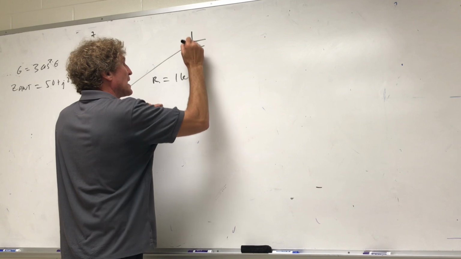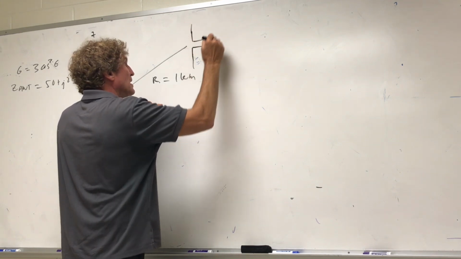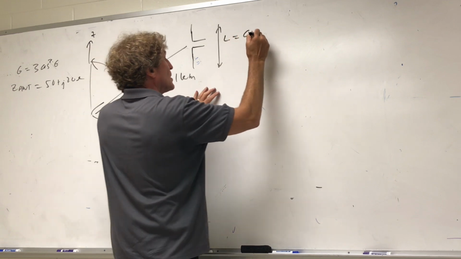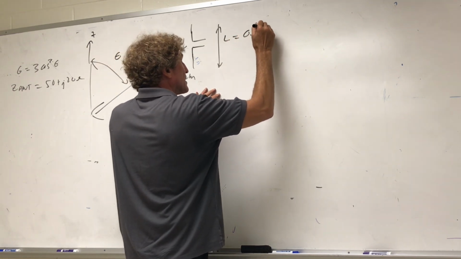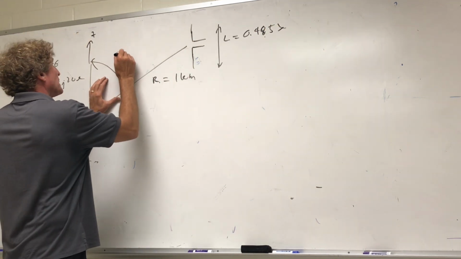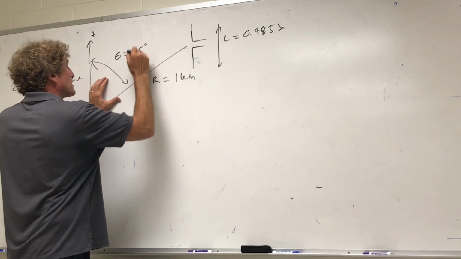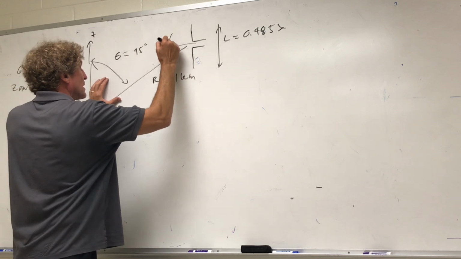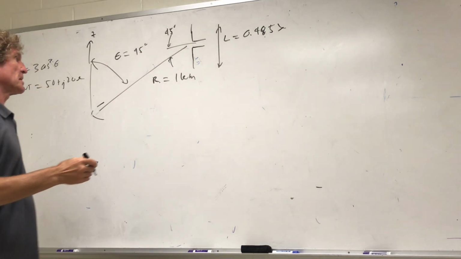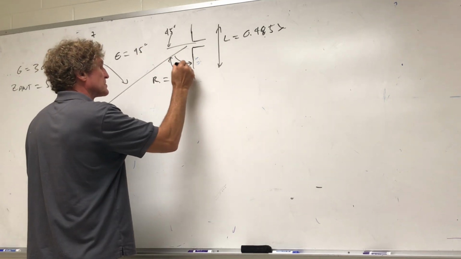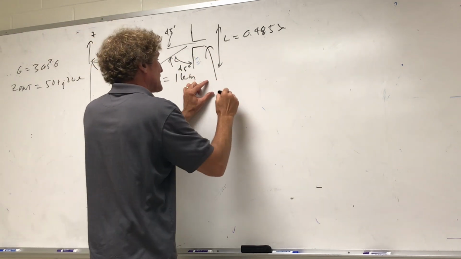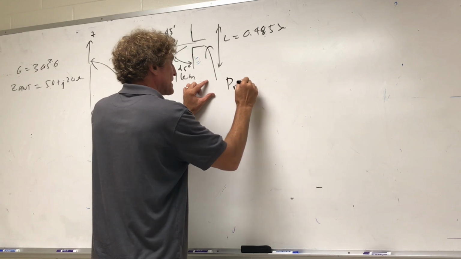I'm going to put a dipole here that's going to have a length equal to 0.485 lambda. I'm going to make theta 45 degrees and make this angle 45 degrees. So if that's 45, this is 45 as well. What I want to know is, what is the maximum power received by that antenna?